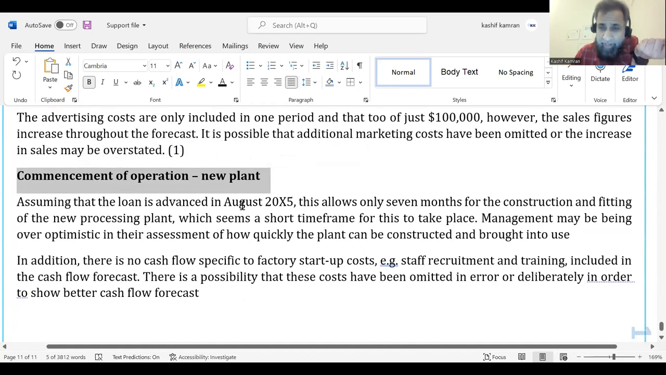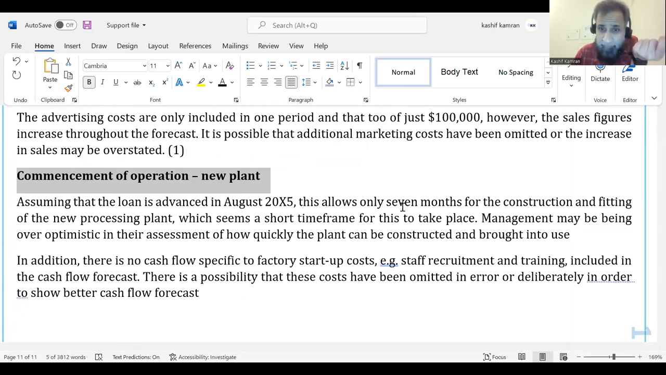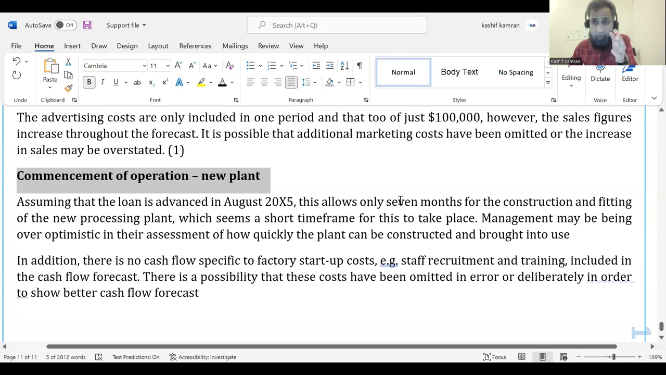Assuming that the loan is advanced in August 20x5, this allows only 7 months for the construction and fitting of the new processing plant, which seems a very short time frame for this to take place. Management may be over optimistic in how quickly the plant can be constructed. In August, you get the loan, and in 7 months, by March, the plant is ready. How can that be possible?